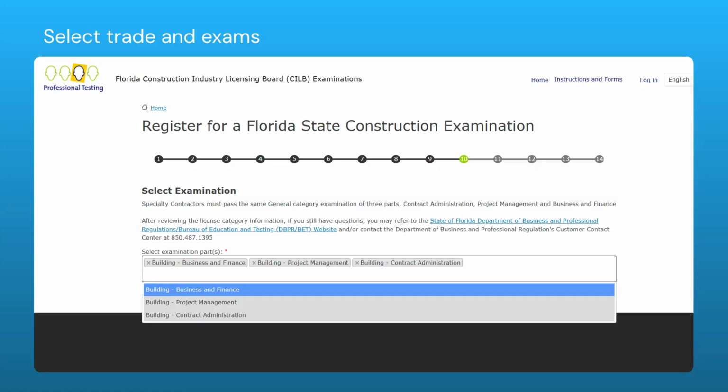For general building and residential contractors, the exam consists of three parts: business and finance, contract administration, and project management. For most Division II categories, you'll take two parts: business and finance and trade knowledge.